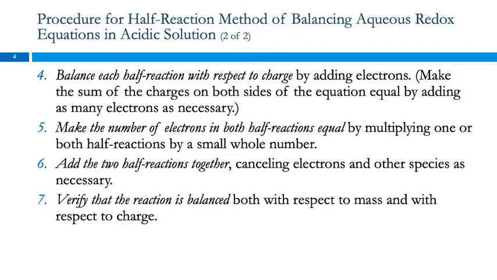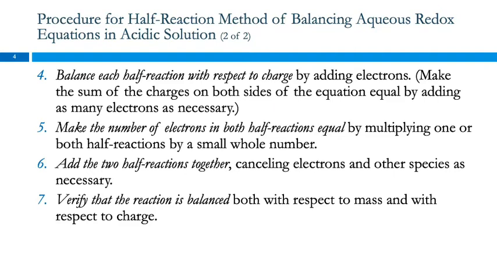Then we're going to balance each half reaction with respect to charge. Make sure that the charge on each side of the arrow is the same. We're going to do that by adding electrons. So you'll have one reaction where electrons show up in the product and one reaction where they show up as a reactant.